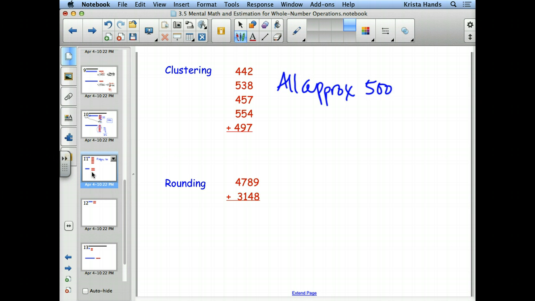So what could I do instead of adding together all of these numbers if I'm just interested in estimating? 500 times 5, which would give me, good, 2,500. So 2,500 is approximately what those 5 numbers are added together. Now, oh, sorry, Kenny, yes?